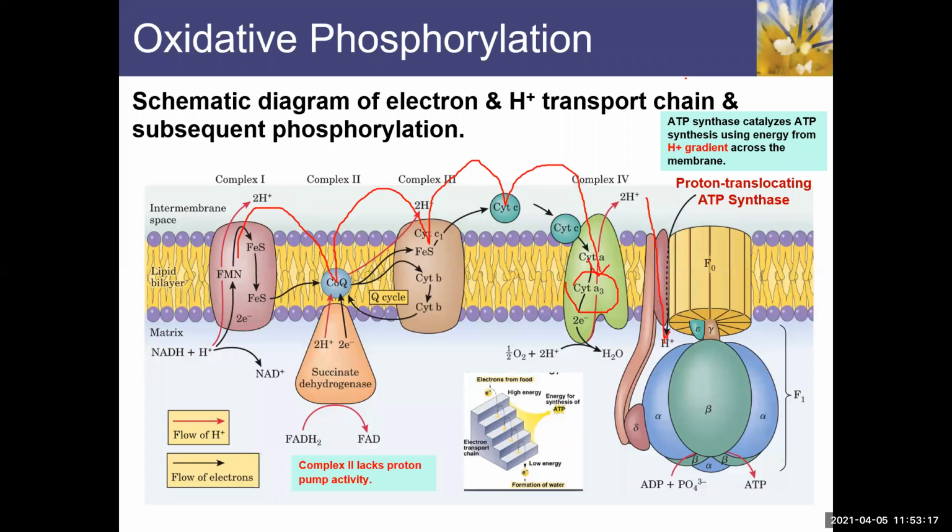Razan used the word which I used, very good. Oxygen will pull the electrons, right? And what will oxygen be converted into? Water, right? So now do you understand why we need oxygen?